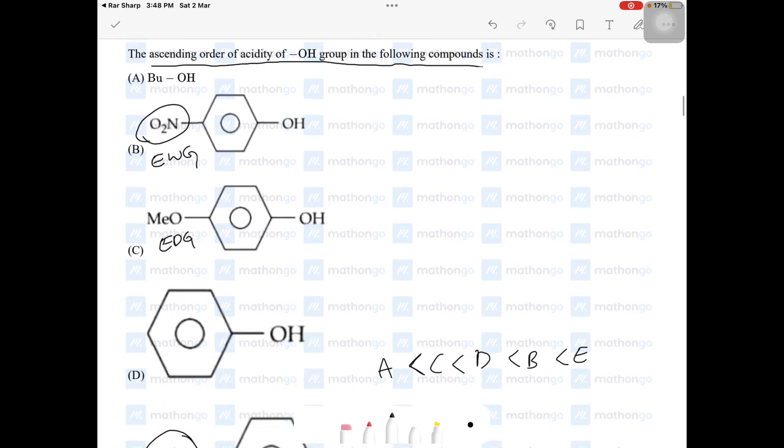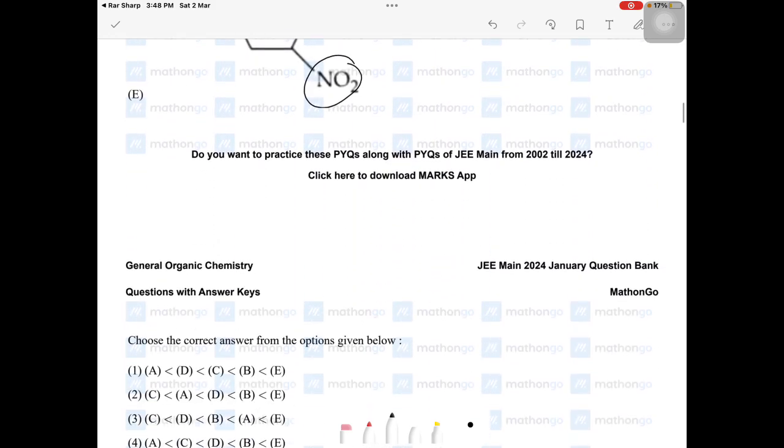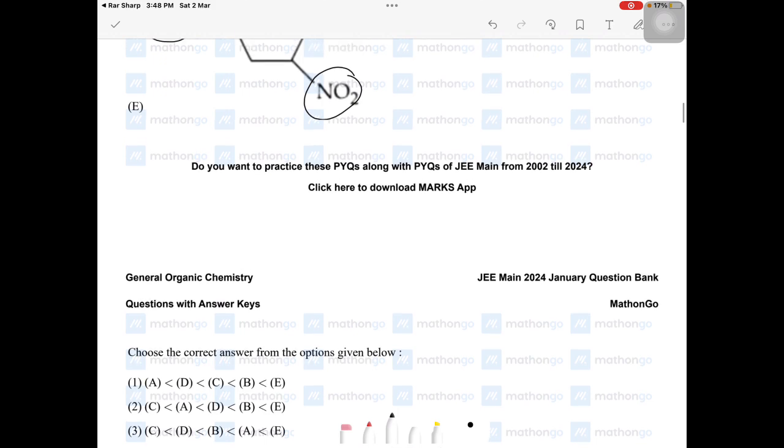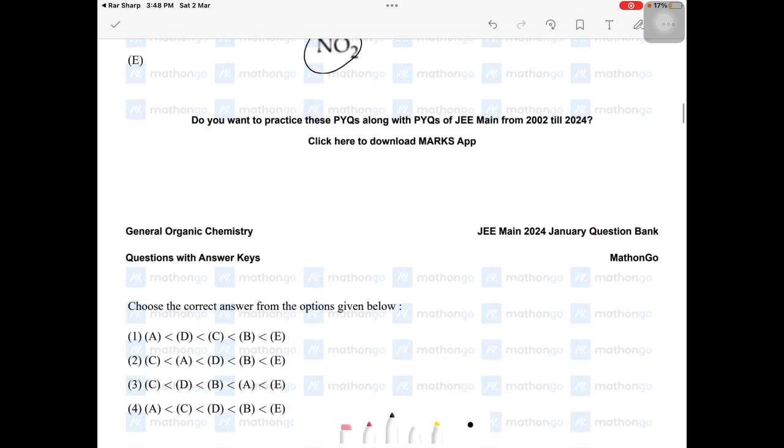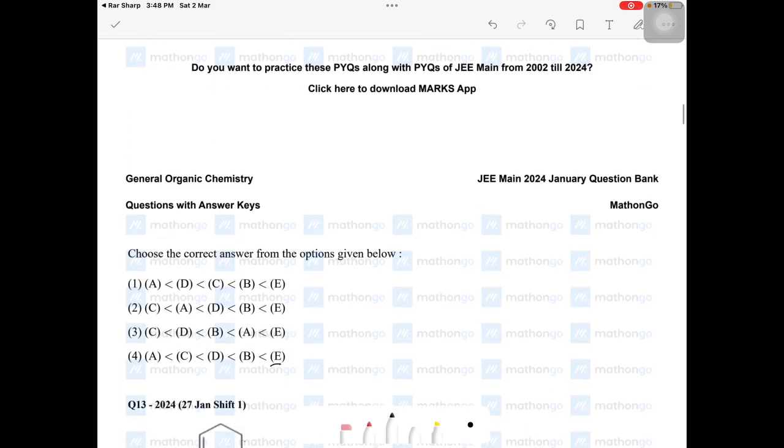So then which one is correct in the options? Check it carefully. So here EBDCA. EBDCA, option 4 is correct.